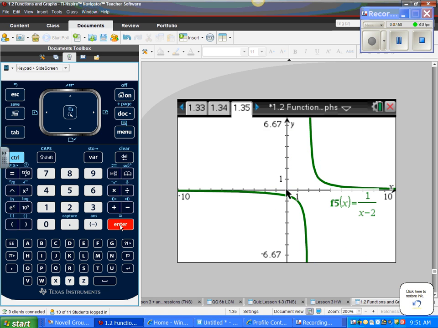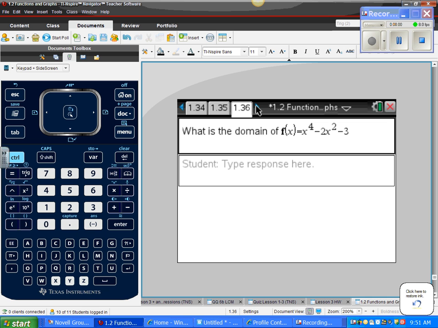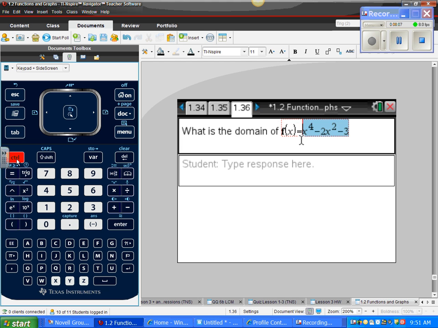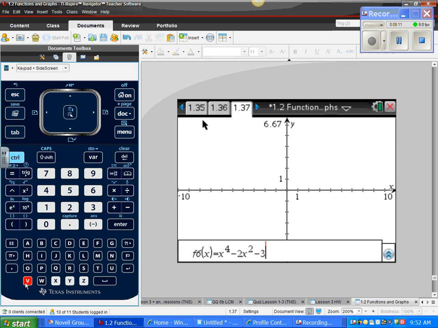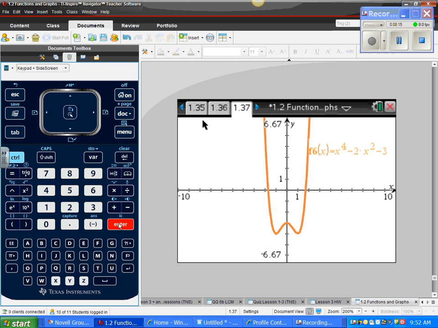Okay. Domain of x to the 4th minus 2x squared minus 3. I'm going to add in that graph page. Here's my function, x to the 4th minus 2x squared minus 3. Graph it. And here's our x to the 4th function. And you do need to become very familiar with what a quadratic, a cubic, x to the 4th, x to the 5th, what those functions look like.